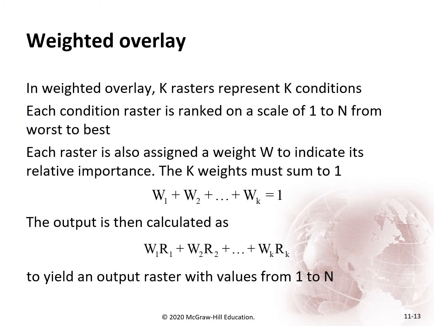Again, we've talked about weighted overlays. K rasters represents K conditions. Each condition is ranked on a scale from 1 to however many criteria you have, best to worst. When you go through a process like this, what you're going to end up with is an increasing numerical value associated with a better selection. And it allows you to identify areas that are poorly suited, better suited, and ideally suited.